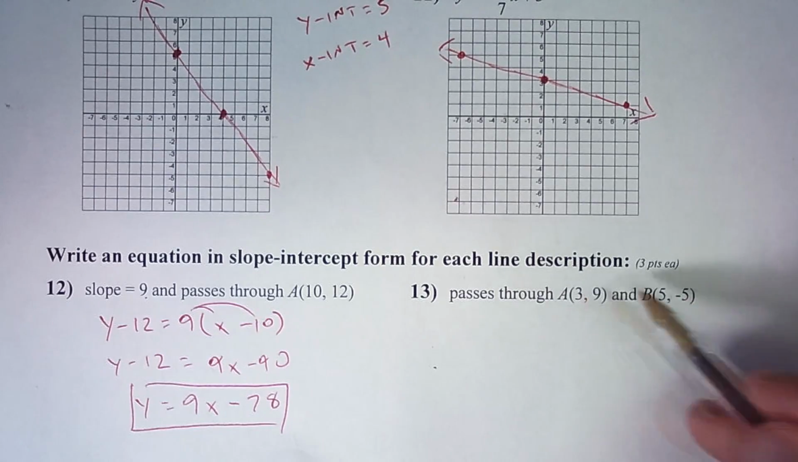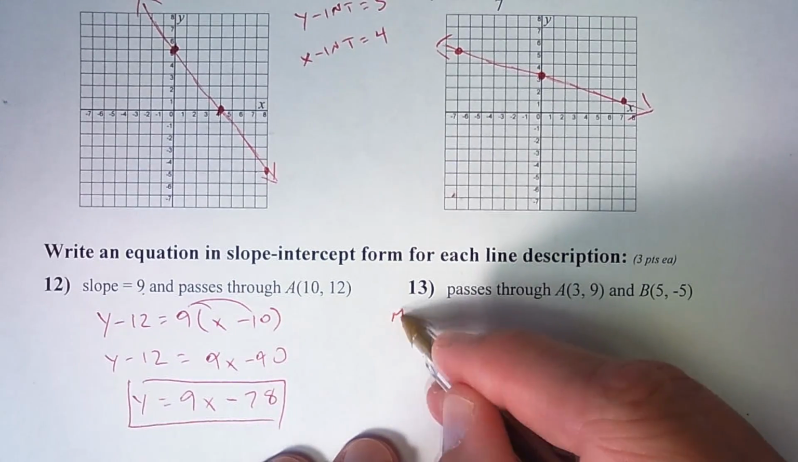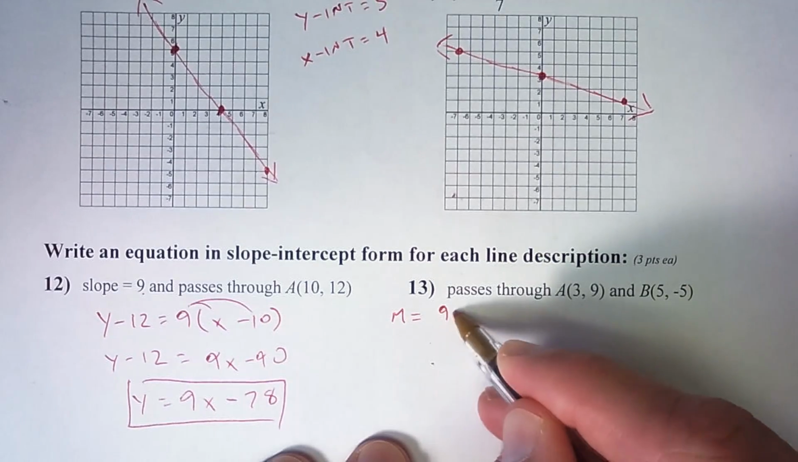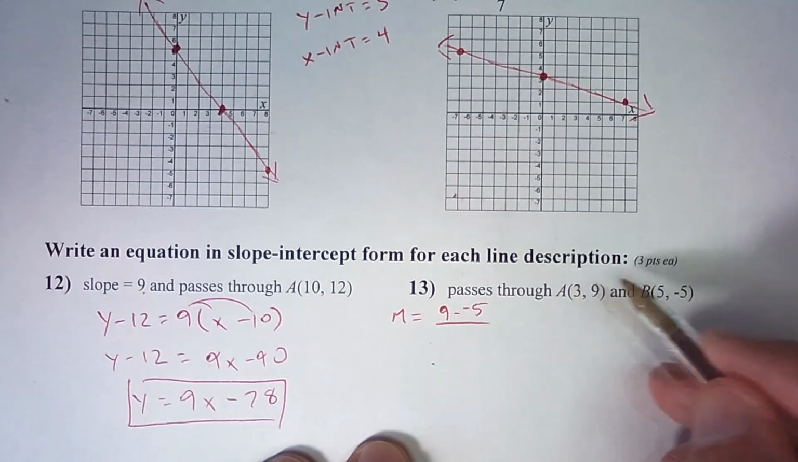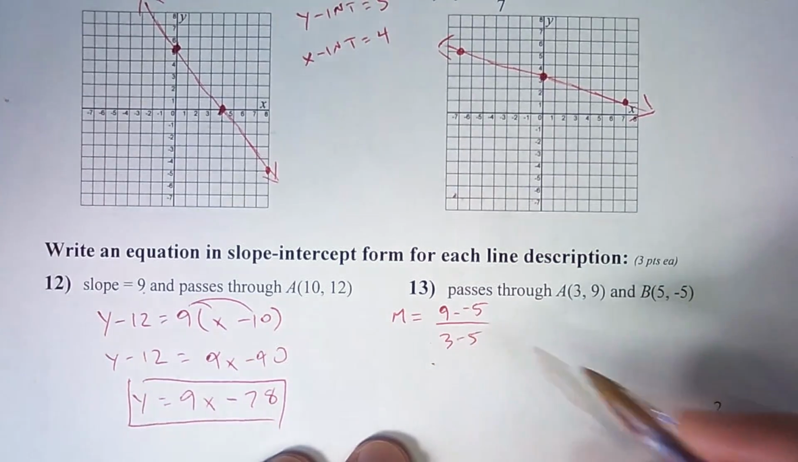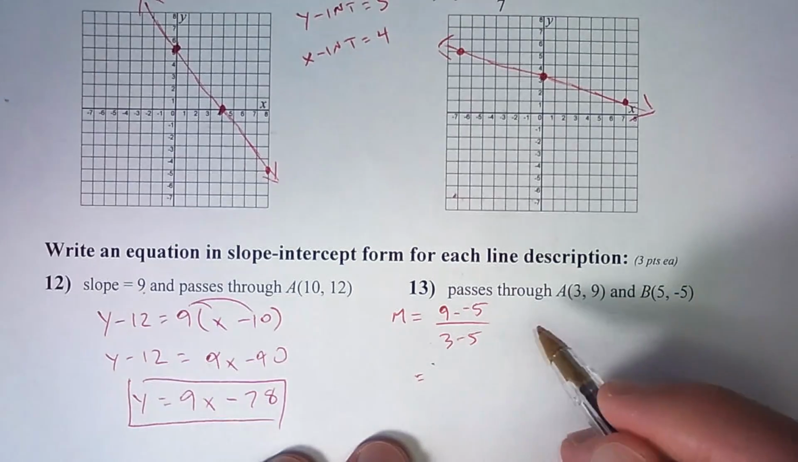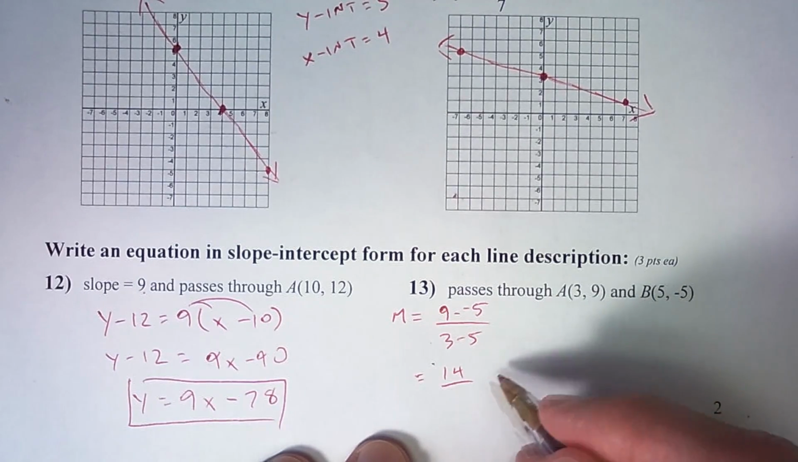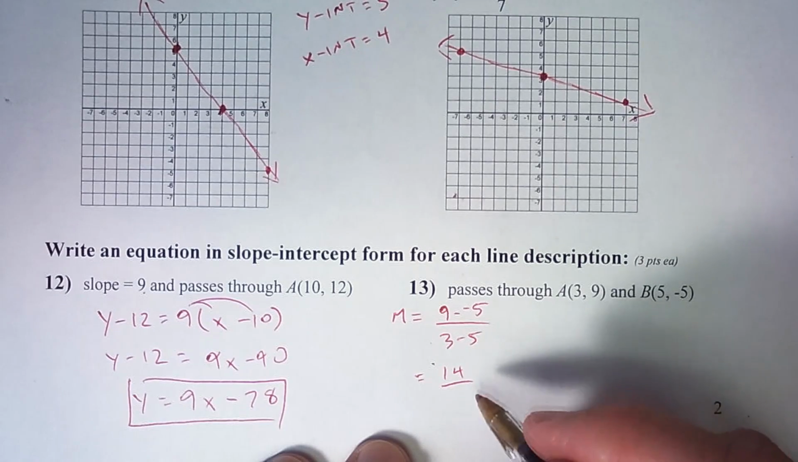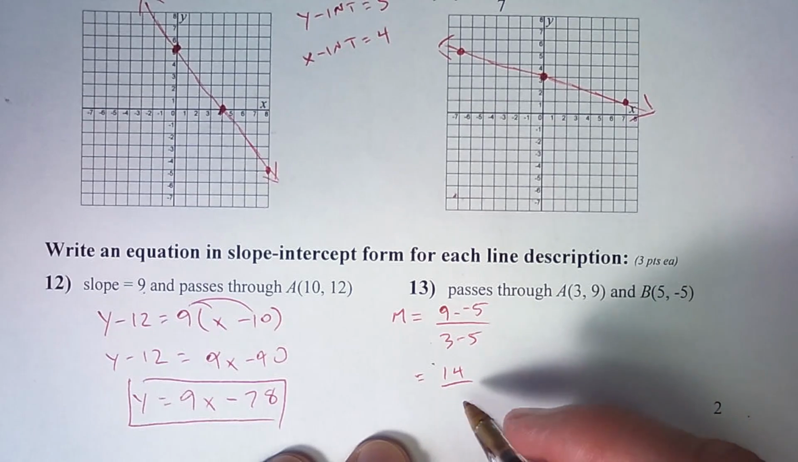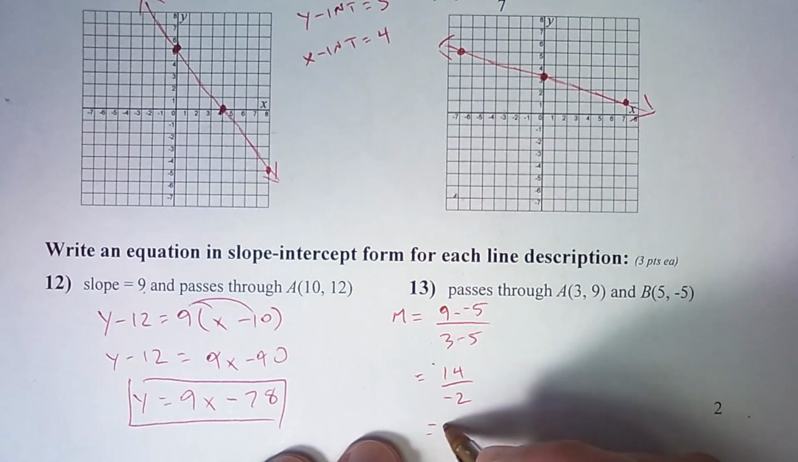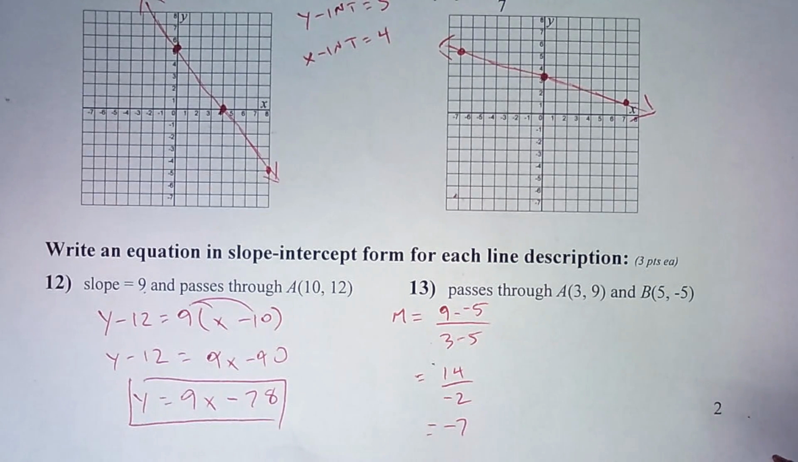Here's one that just gives us 2 points. So first I need to find the slope. That's 9 minus negative 5 over 3 minus 5. So that gives me 14 over negative 2. And 14 over negative 2 is negative 7.